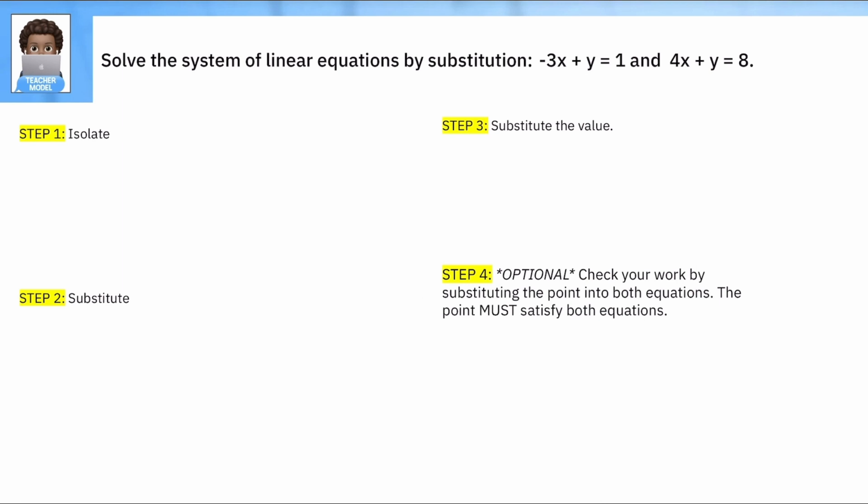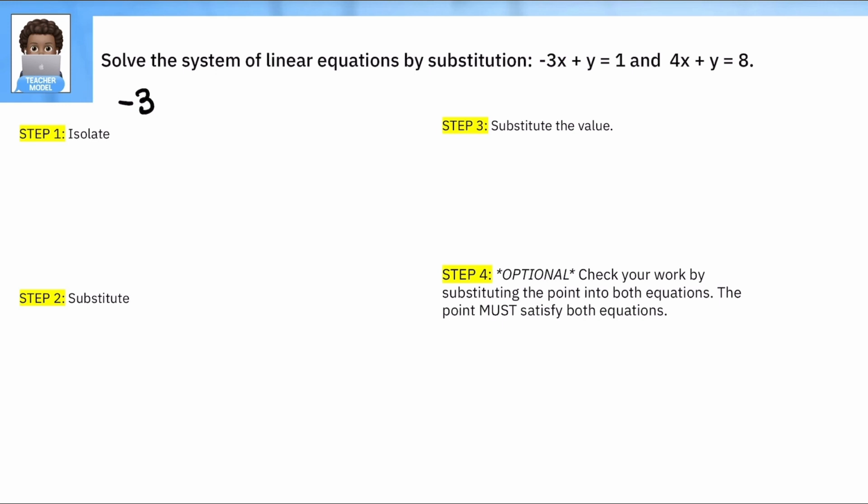We're going to solve the system of linear equations by substitution: negative 3x plus y equals 1 and 4x plus y equals 8. Now, we get choice, so the first thing I want to do is to isolate. I want to find either y equals or x equals. So I'm just going to pick one, and it's really helpful if you can just put this into y-intercept form.